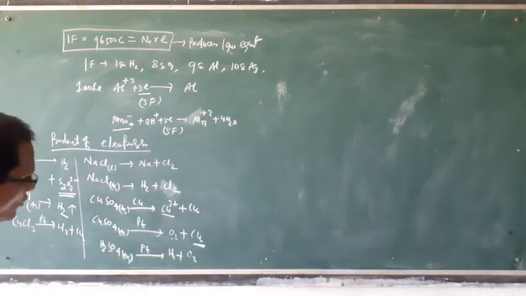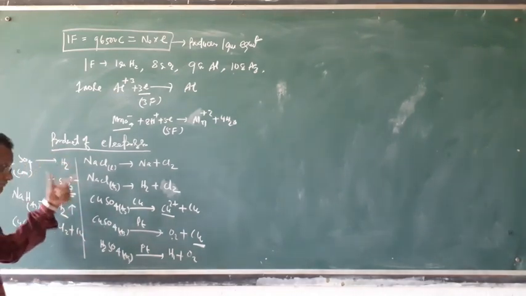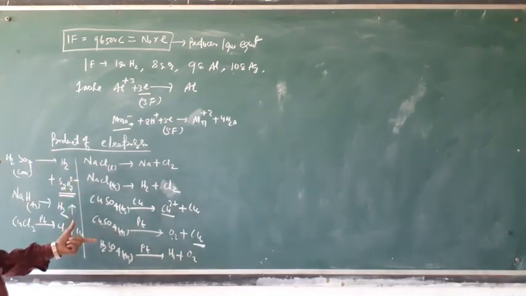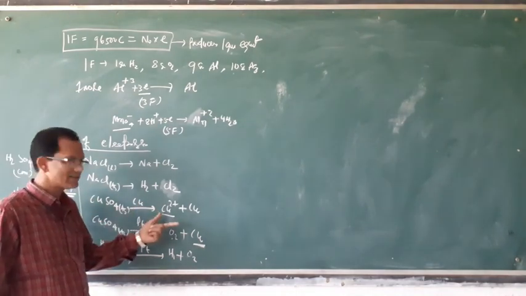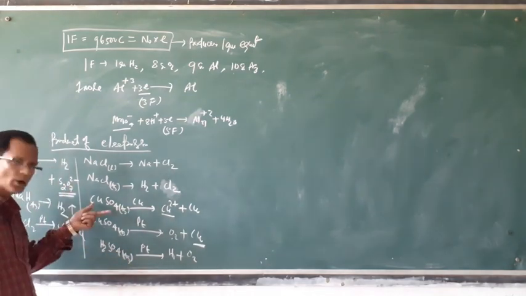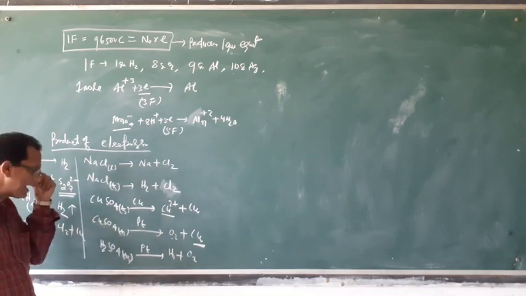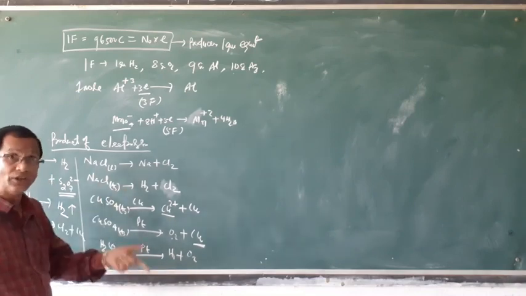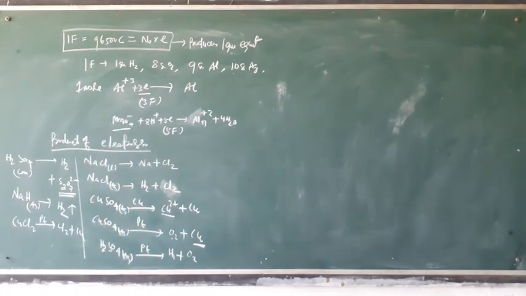These are the many things you have to remember for the products of electrolysis. It has some features: which electrolyte produces which substance at the anode and cathode? It depends upon the nature of the electrolyte, the nature of the electrode, and the nature of the ions produced in the solution. These are regarding the products of electrolysis.